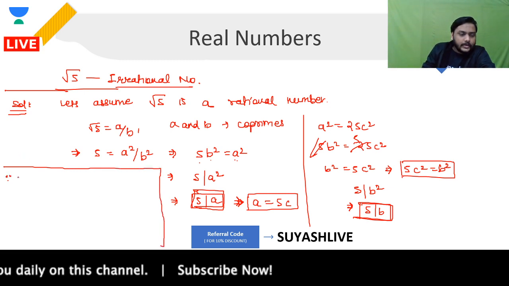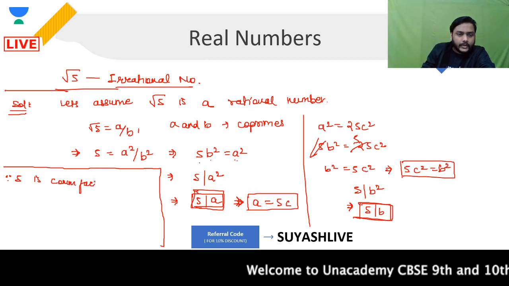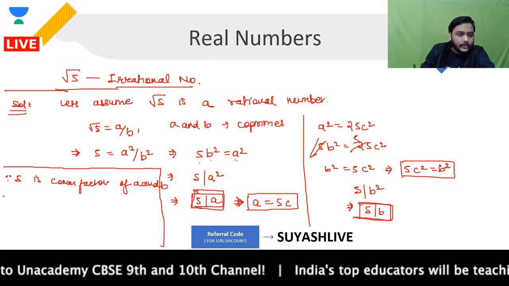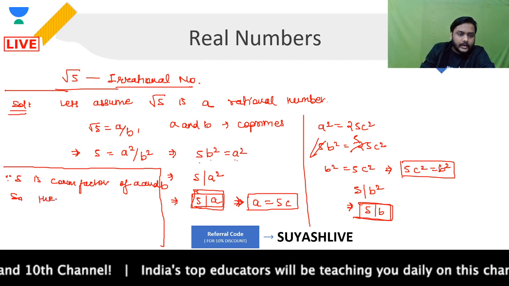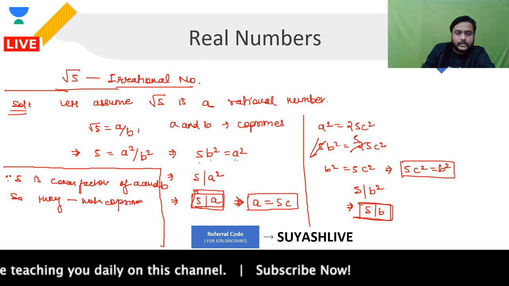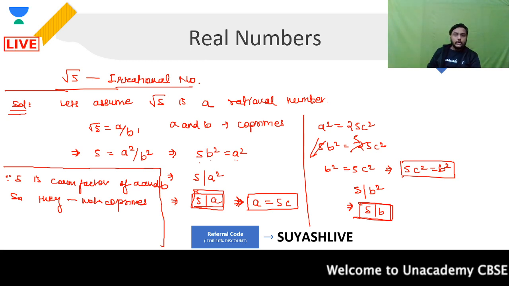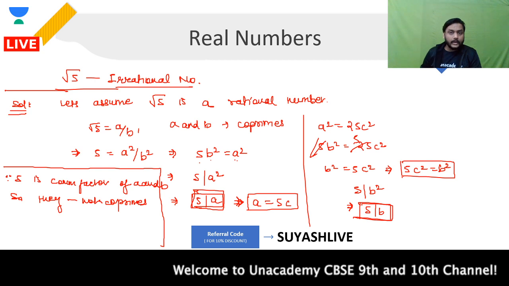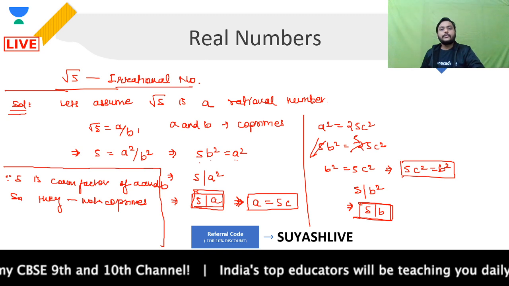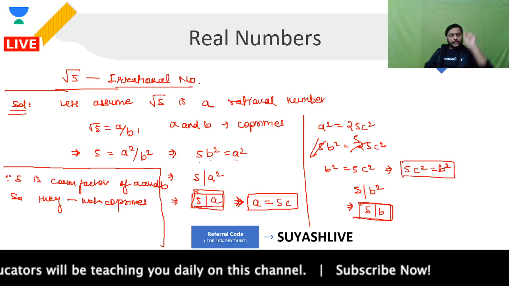You will say, because 5 is a common factor of a and b, that is why what? They are not co-primes. Are you clear? वो co-primes नहीं है. And again you will say, hence our assumption was wrong. What we assumed that root 5 is a rational number, that was wrong. वो गलत है. And because our assumption was wrong, you can simply say, hence root 5 is an irrational number. Everyone clear with this or not, guys? All the students out there, you got it?